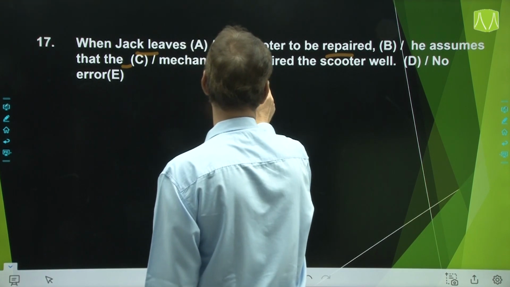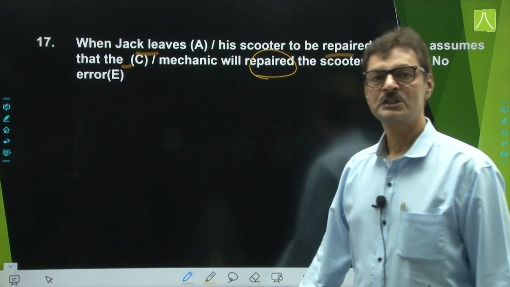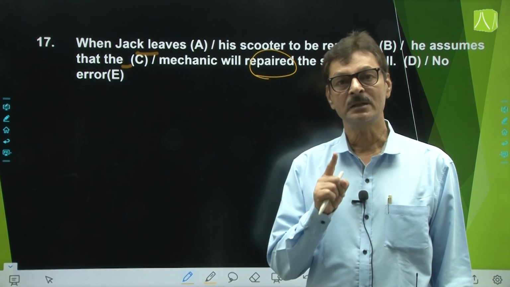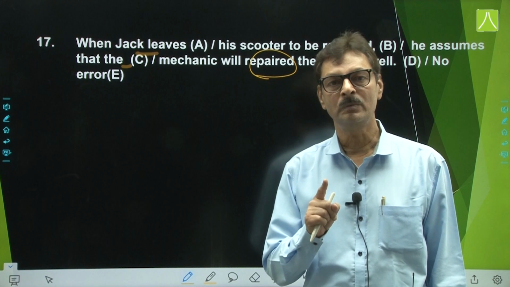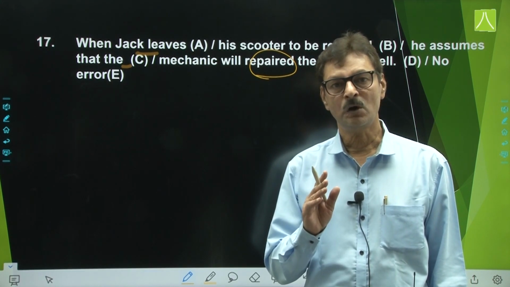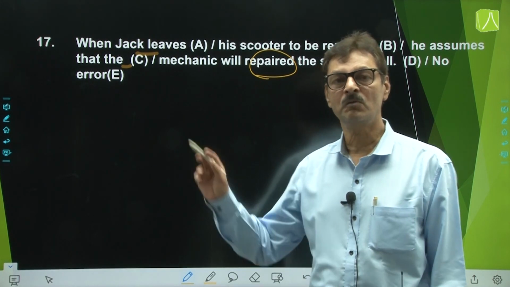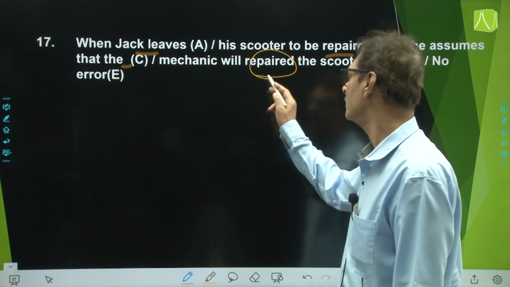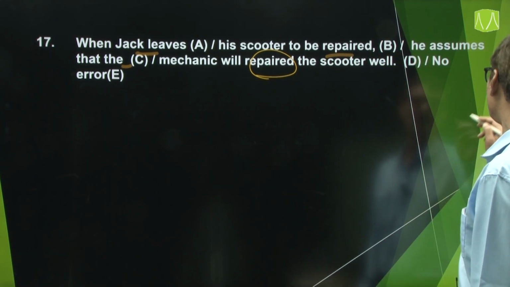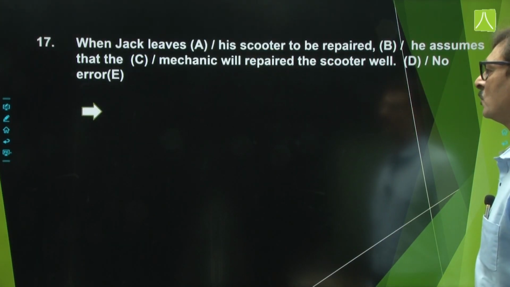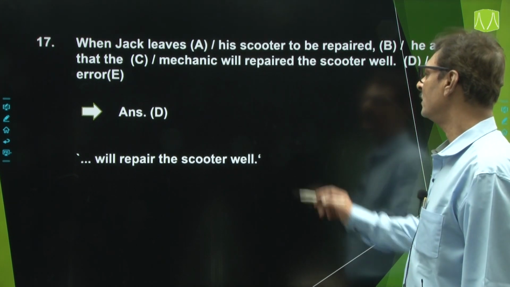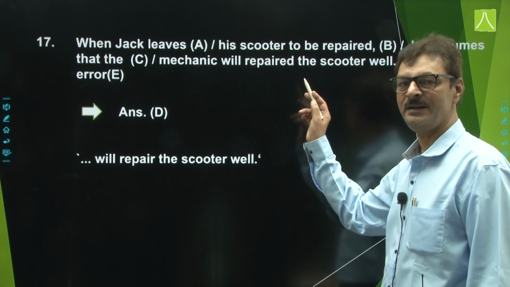The mechanic will repaired. After shall or will, which form of verb is used? Shall and will always take the first form of the verb. Yes, we have done this in tenses. Not the second form. So the error is related to tense, and it is in option D. It should be will repair the scooter well, not will repaired.